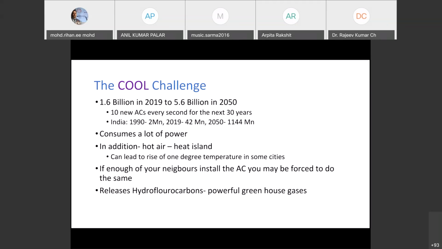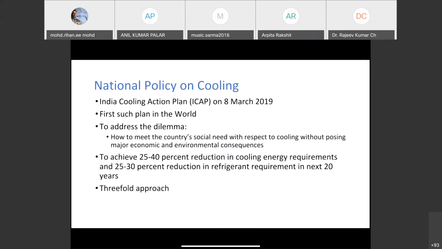Which simply means that if enough of your neighbors install the AC, you may be forced to do the same. This is one aspect. The second aspect, the release of gases from that is again in itself detrimental to the environment. Now the question is, am I saying that I am against air conditioners? It is not possible. I am not suggesting that we stop using air conditioners, because that would be putting the clock back. That is not possible, you know it.